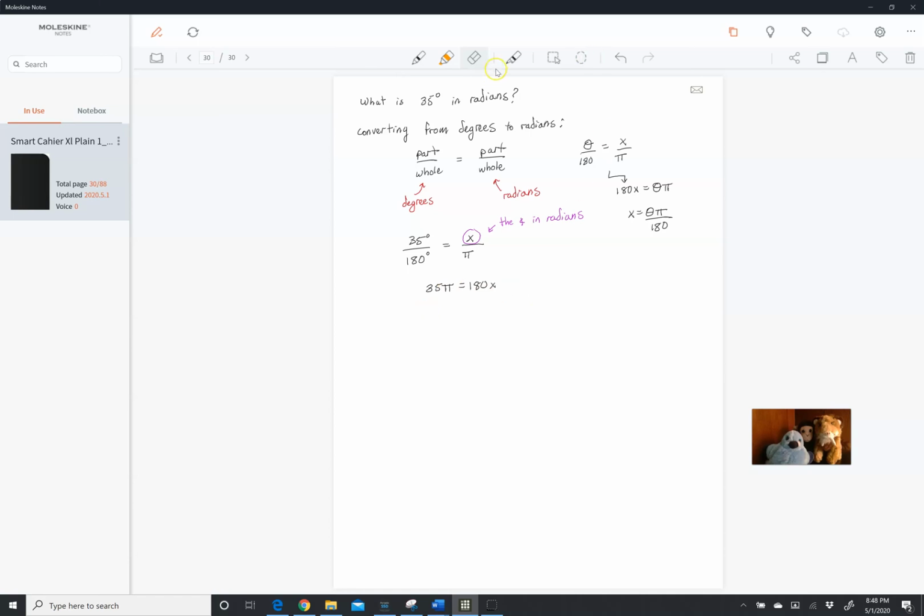So we divide both sides by 180. Okay, and just like always, you always want to reduce. So our x is equal to 35 pi over 180. Leave it in terms of pi, but reduce. So both of these are divisible by 5. So it's 7 pi over 36. And this would be the angle in radians. Okay, so you're leaving in terms of pi, but you're reducing.